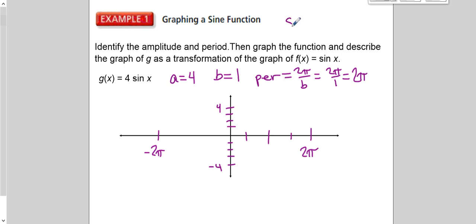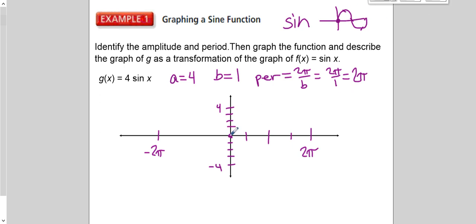Sine wave. What does a sine wave look like? What's the general sketch of the parent function? It starts at the origin, mountain and a valley. So we start at the origin and we need a mountain and a valley. But we're going to go middle up, middle down, back to middle. Middle up, middle down, middle up, middle down, middle up, middle down.